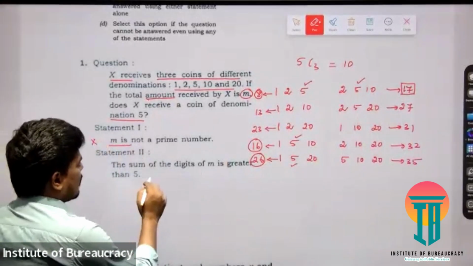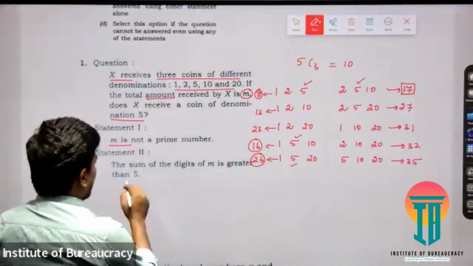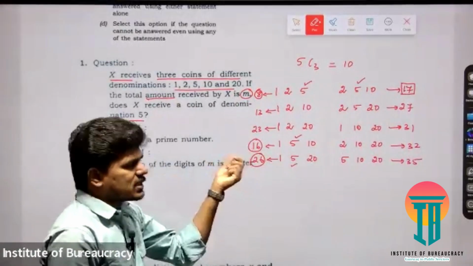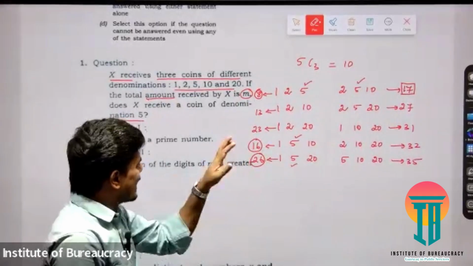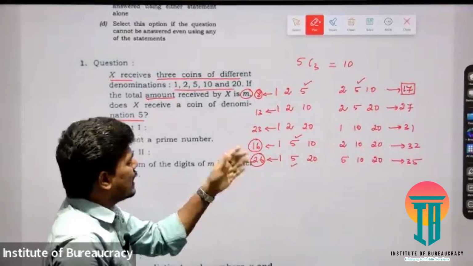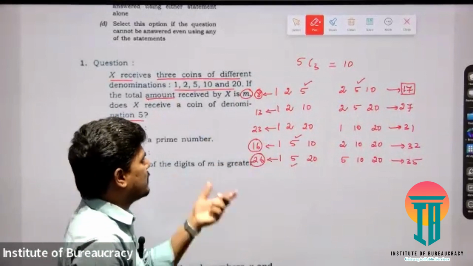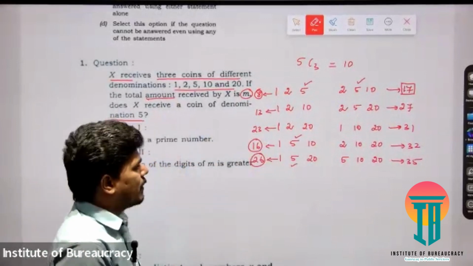Second statement: the sum of the digits of M is greater than 5. If you sum the digits of these M values and the sum of the digits is greater than 5, then it will have 5 as a denomination. That is the conclusion we have to make.